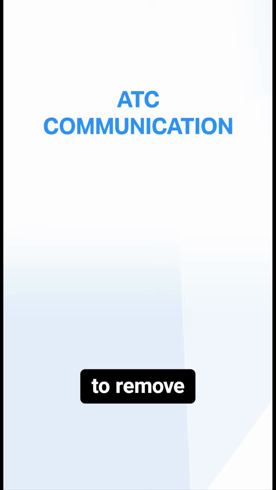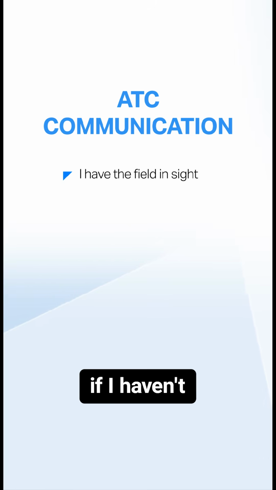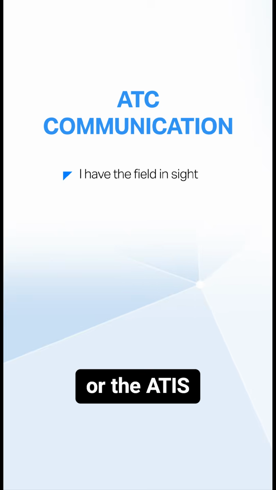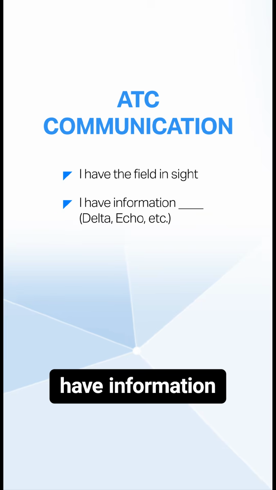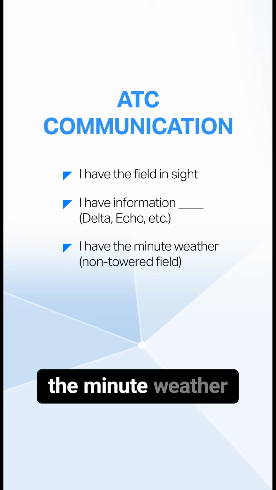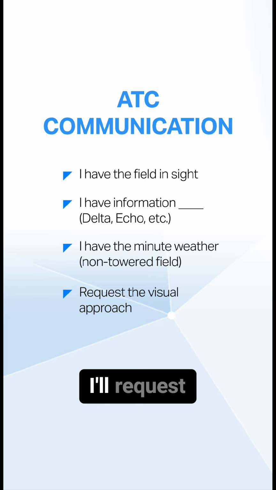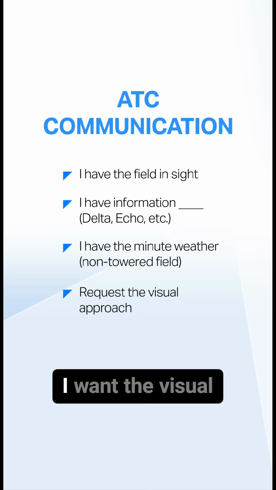Now, honestly, to remove any confusion, I like to say 3 things. Number one, I'm going to say that I've got the field in sight. If I haven't already reported the weather or the ATIS, I'm going to include that. So if I'm going into a towered field, I'll say I have information Delta. If I'm going into a non-towered field, I'll say I have the minute weather. And then finally, I'll request the visual. That way, air traffic control knows that I want the visual.